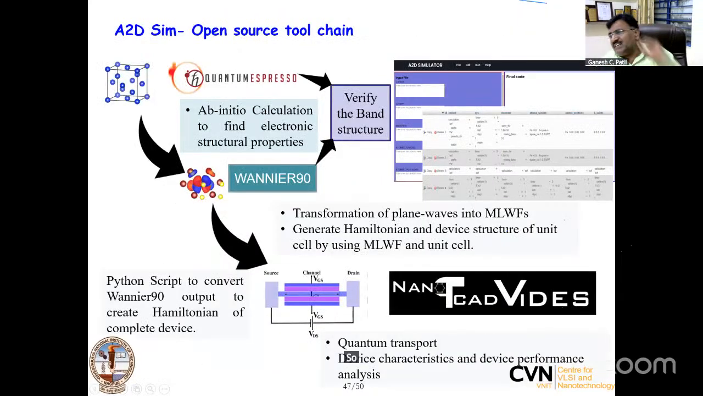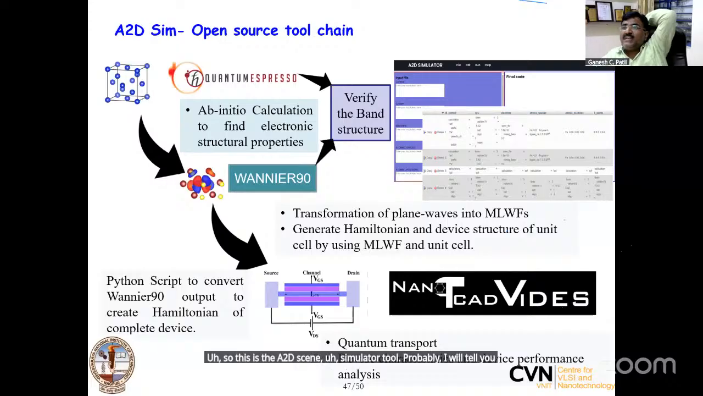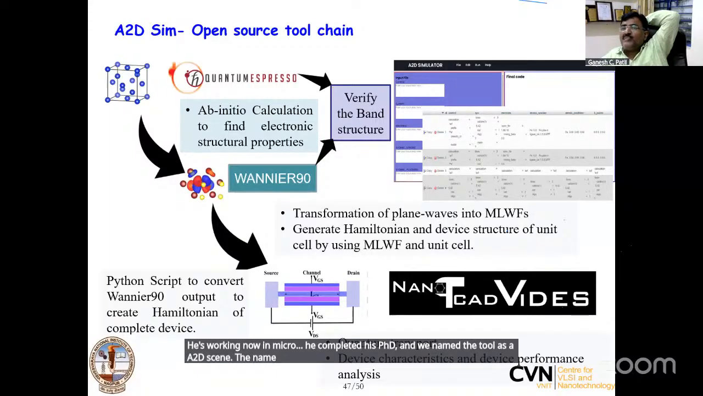So just an advertisement I am doing now. This is my institute's advertisement. This is the A2D sim simulator tool. Proudly I would tell you that this tool was developed by my student Rajesh. He is working now in Micron. He completed his PhD, and we named the tool A2D sim. The name is Atom 2 Device Simulator.